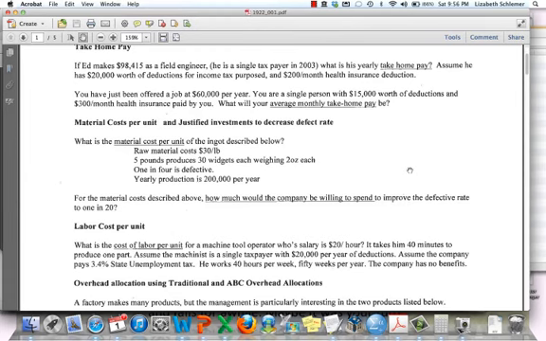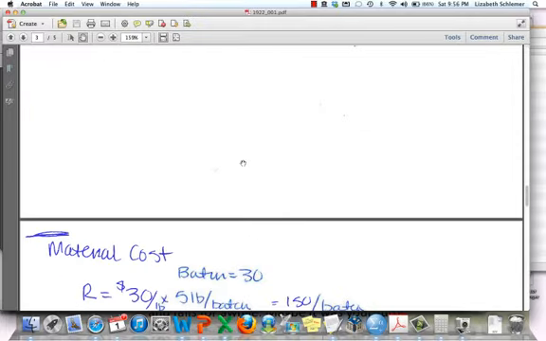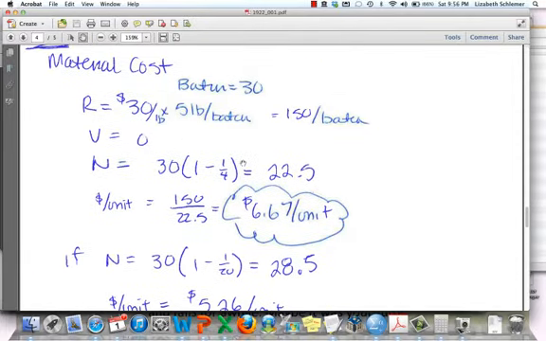So I'm going to go through the material cost per unit problem that's listed right here. We'll scan down on this PDF to a material cost problem. So remember, this R minus V over N is what we're going to be using.